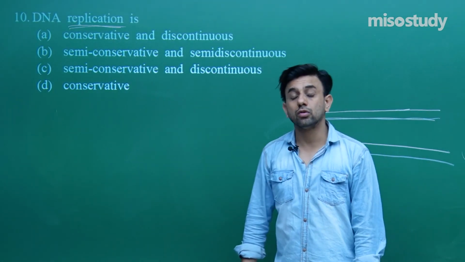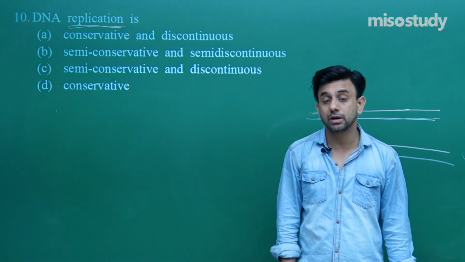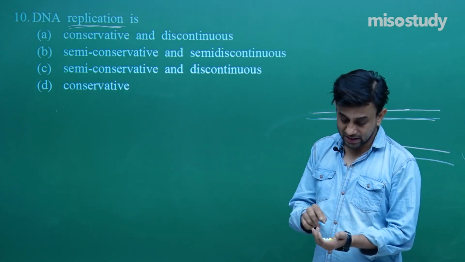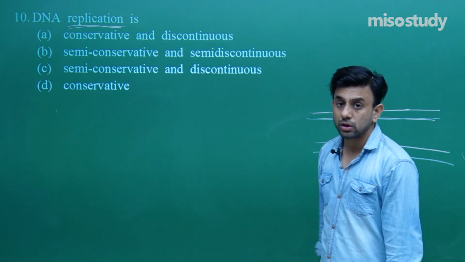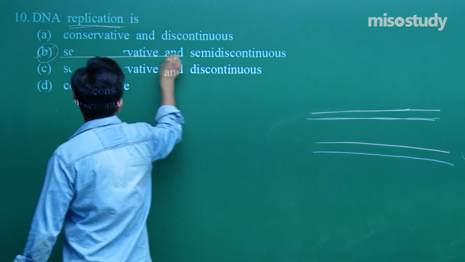And who performed experiments to prove the semi-conservative nature of DNA replication? Meselson and Stahl. They did experiments to prove that DNA replication is semi-conservative.